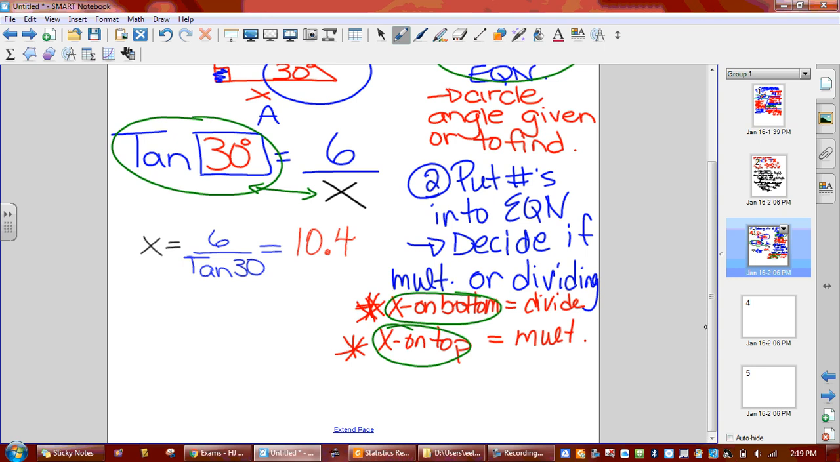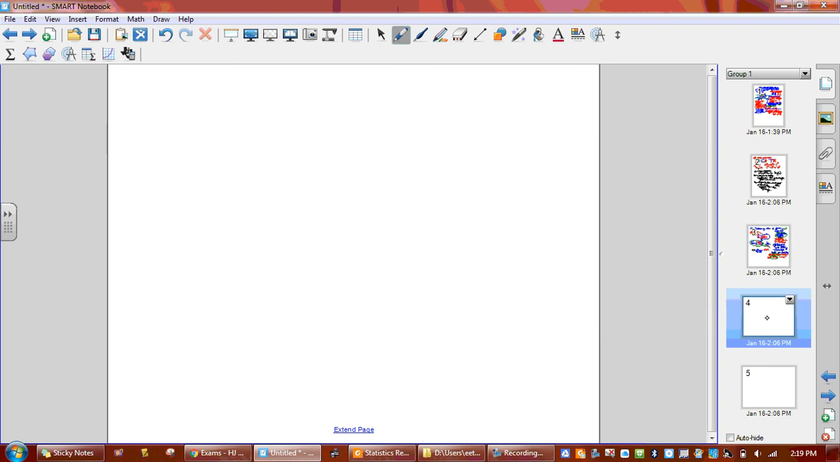So our variable is going to end up on top. Let's take a look at example 2. So example 2, here's my diagram. I've got 40 degrees up in the corner.